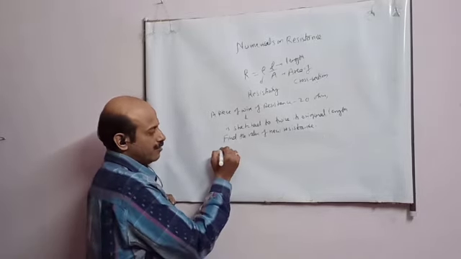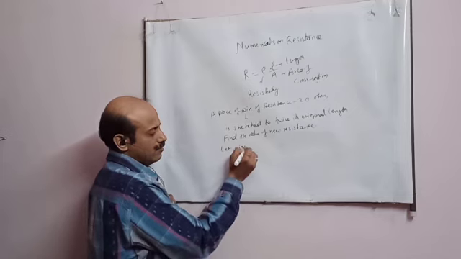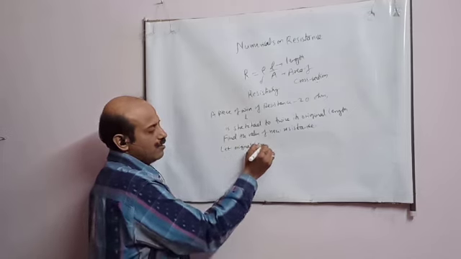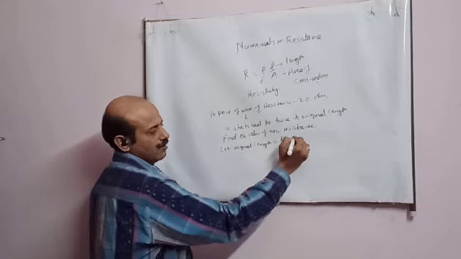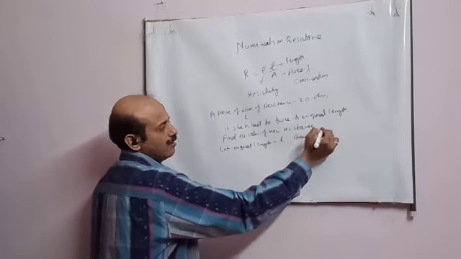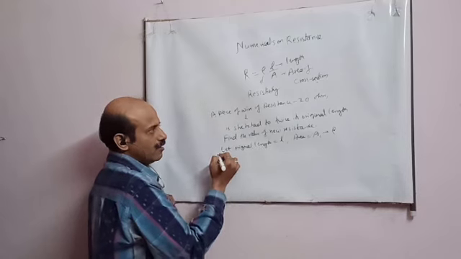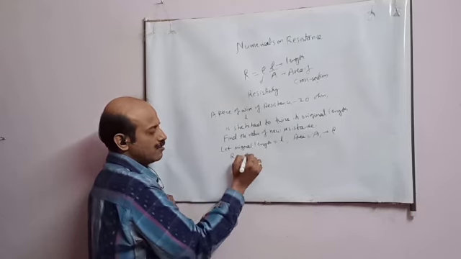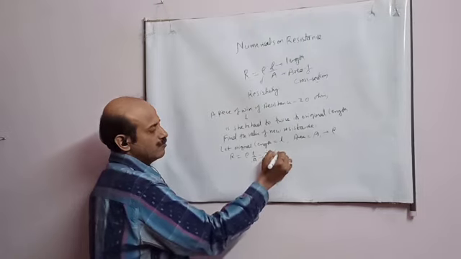Now let the original length be L, the area of cross section be A, and the resistivity rho. Then the resistance, as we just solved, is rho L upon A. This value is given as 20 ohm.